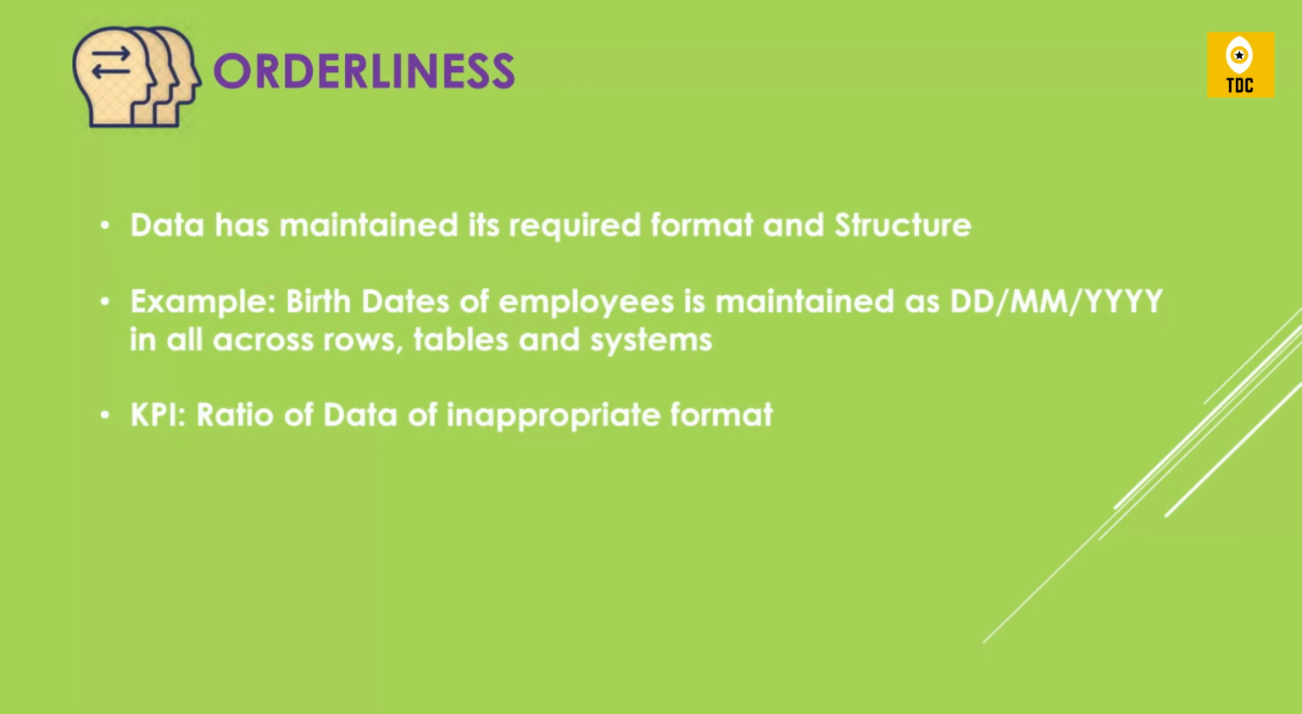And also you can consider a float data type or decimal data type, or an amount or rate column. If you are maintaining that with a two-digit round off after the decimal, the same two-digit round off has to be maintained across all the systems or all the tables, so that the data is in what we call orderliness. And the KPI for this is the ratio of data in inappropriate format.